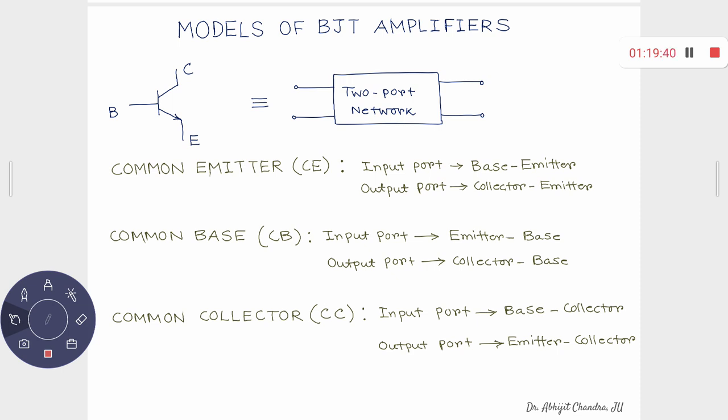One is known as the common emitter, for which the emitter terminal is considered as the common terminal. We apply all the signals with respect to the emitter terminal. The major inputs are with respect to the emitter terminal. And then you have the common base, for which the base is considered as the common terminal. And finally the common collector.